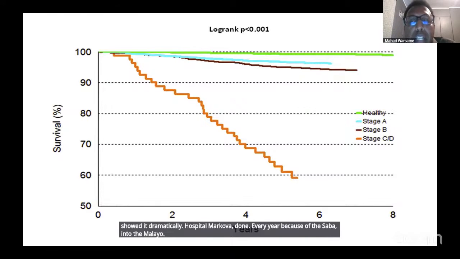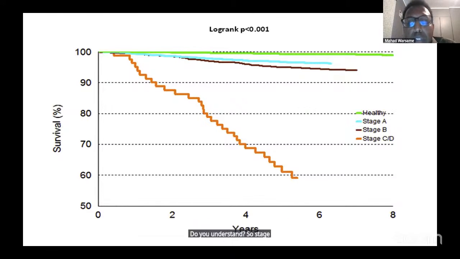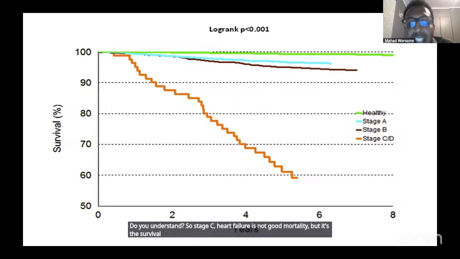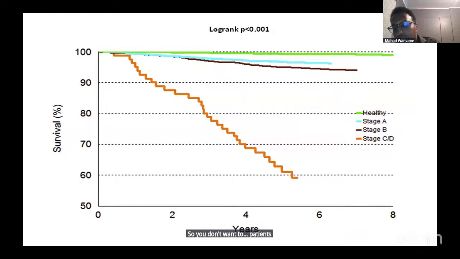Do you understand? So stage C heart failure is not good. The mortality is very high and survival is very low. So you don't want patients to go to stage C and D.